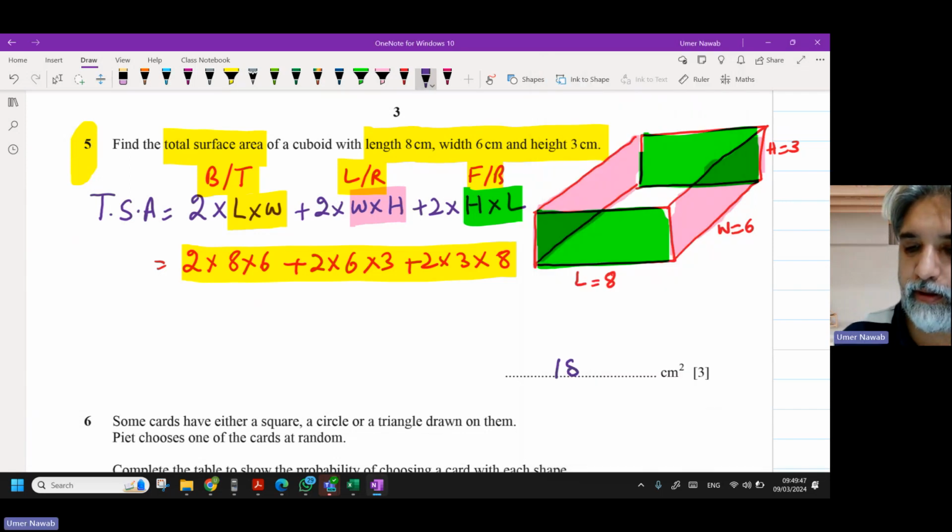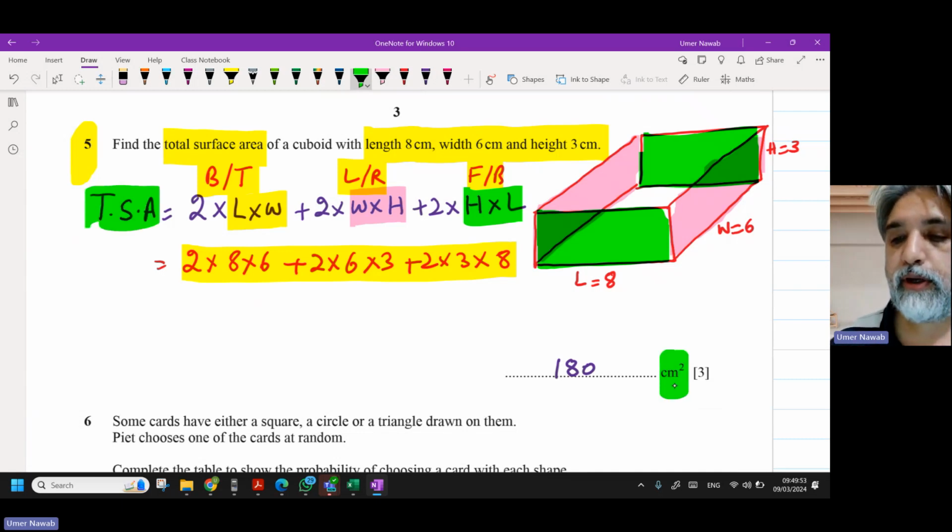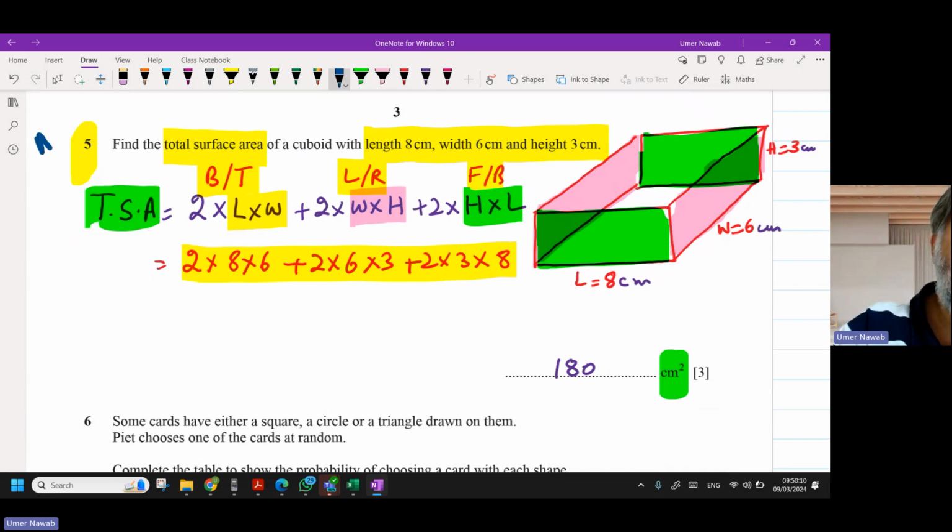So 180 centimeters squared. Why? Because I have found an area, and area's unit is centimeters squared. The length was given in centimeters, width in centimeters, and height in centimeters, so my system of units is consistent. So there is no further conversion of units required for this question. So question number 5 is related to the mensuration chapter.